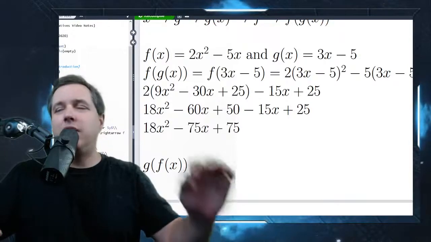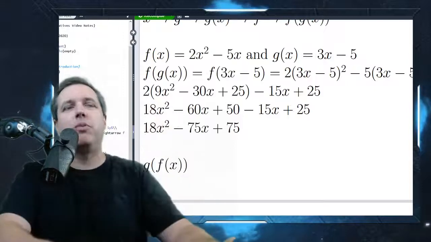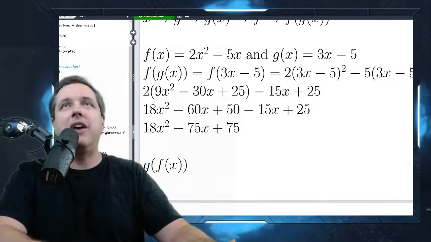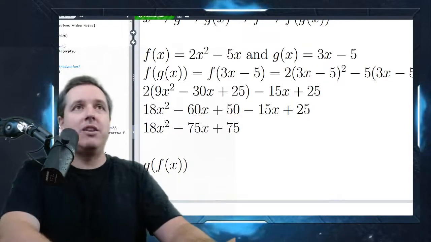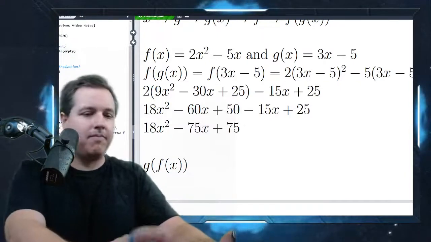Composition has another notation, which is, to me, outdated and shouldn't really be used much anymore, and books are moving away from it. But I forget how they do it on Delta Math, and that is that you have this other way of doing it. I think it's less intuitive.